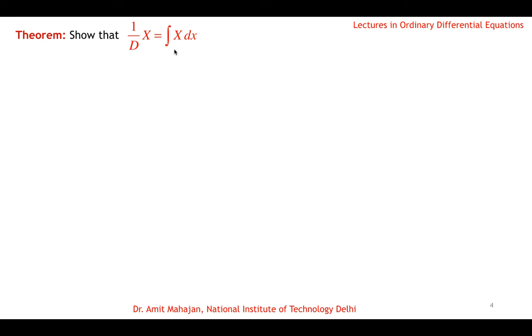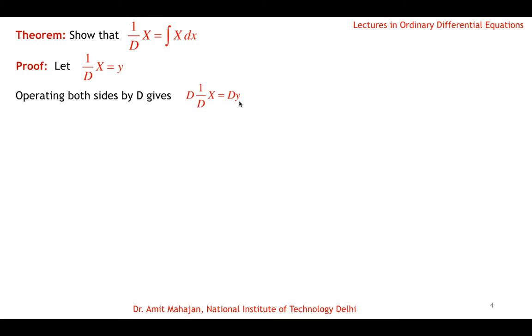Okay, so to prove this, let 1/D operated on X be equal to y. So we'll prove that y is also equal to this integral. If this is true, if we operate both sides with the derivative, so if we take the derivative on both sides, then it will be D of (1/D of X) is equal to D of y.